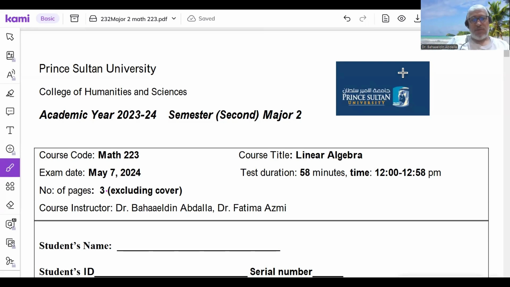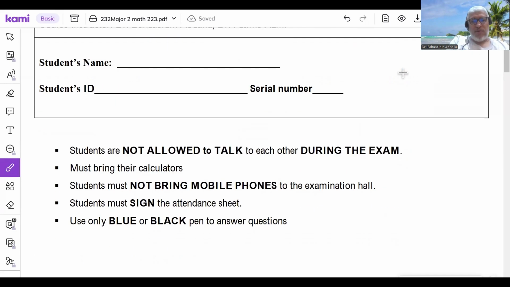This is the second major exam of Math 223, Term 232. Let us have a look at the exam and solve it together.